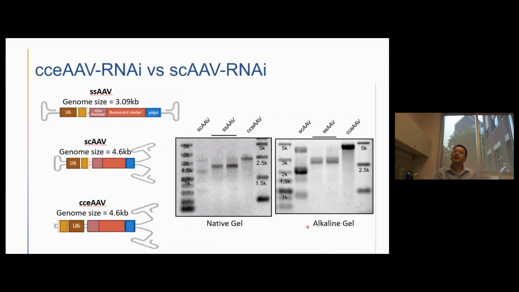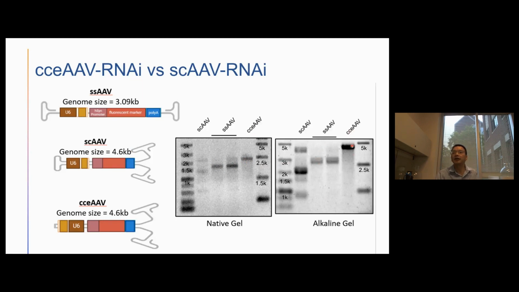Then we look at the vector purity using this new way to make AAV vectors, and we compare the single-strand DNA vector, the self-complementary vector, and the CCE AAV vector without using the mutant ITR. With the self-complementary vector, we see that it's highly heterogeneous, and the single-strand vector is a single band. And with the CCE vector, we also see a single band here. And on the denaturing gel, it's even more clear.